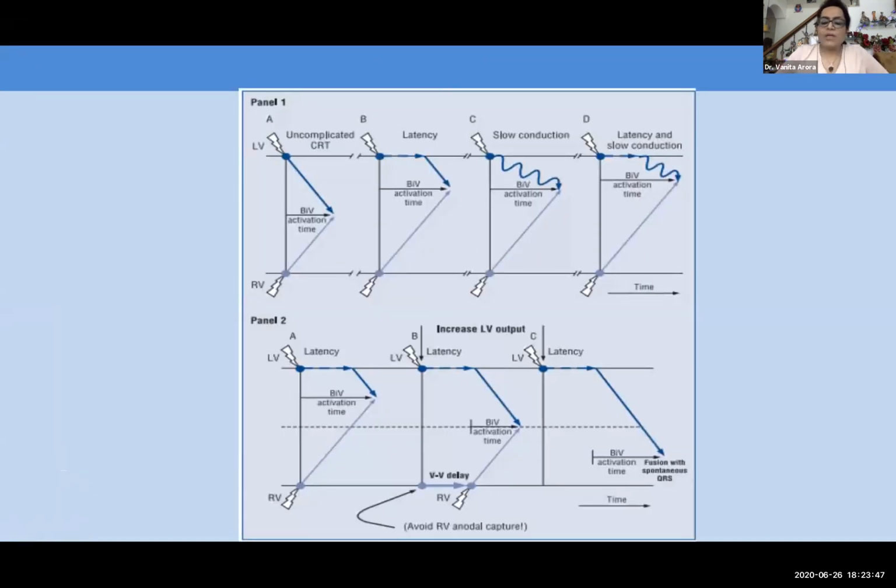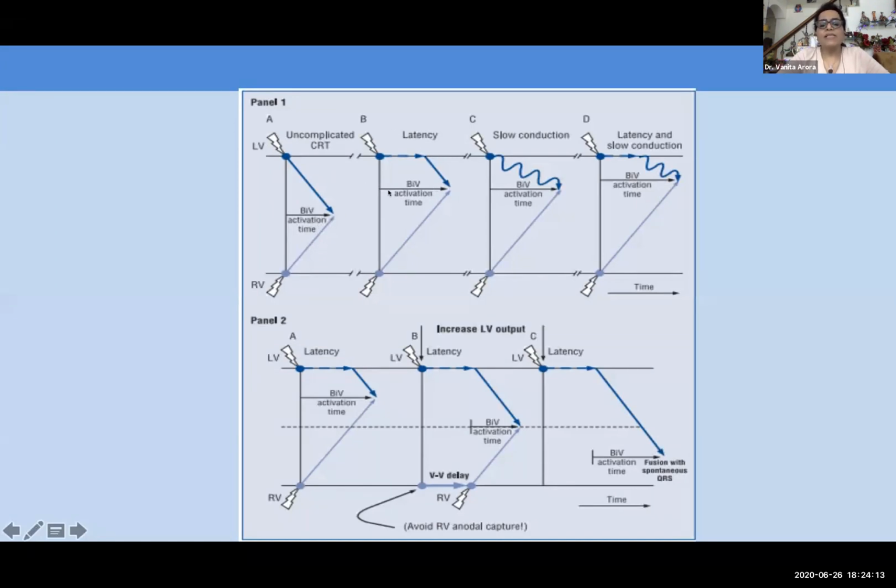A word about the latency and the slow conduction of the wavefront that we so commonly talk about. Now, in case we have a biventricular activation, both LV and RV forces are equal. We are pacing both of them at the same time, but the LV is the myocardium that we require to pace first. So the biventricular activation time is good.